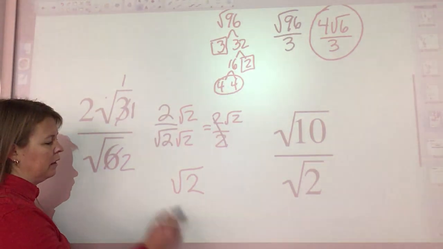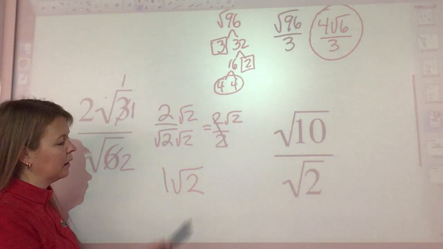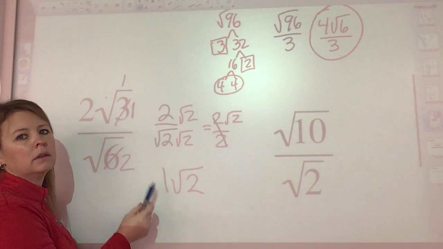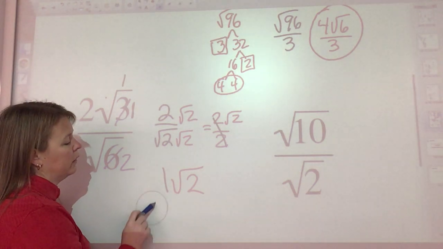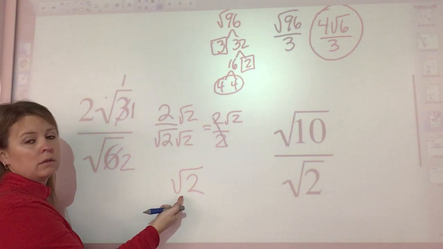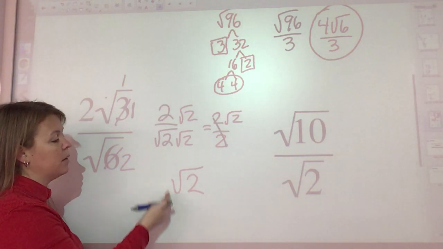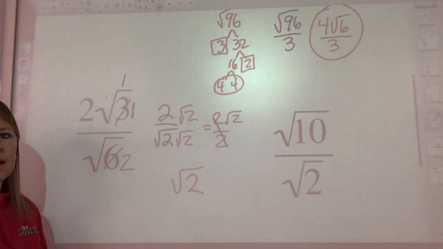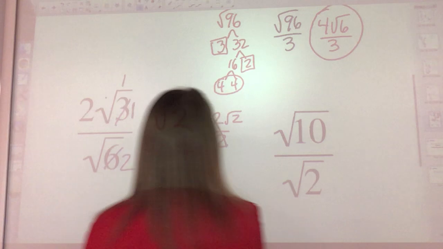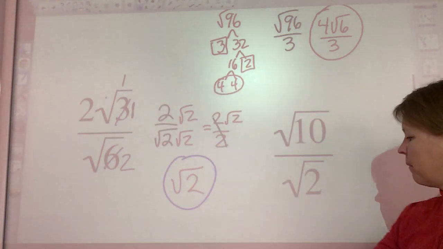And so help me, if you put a 1 in front of your radical, don't put a 1 in front of your radical. I already know there's 1 square root of 2 there. You don't have to tell me there's 1 square root of 2 there. It's just like an x. Leave it. Square root of 2 is your final answer.